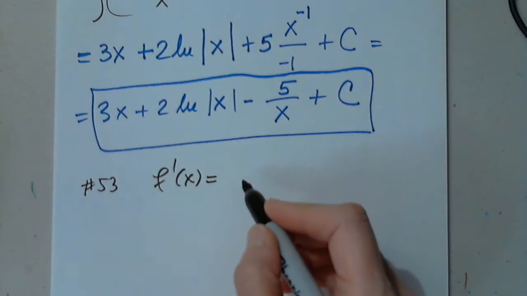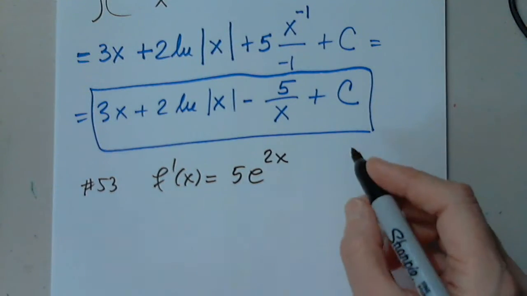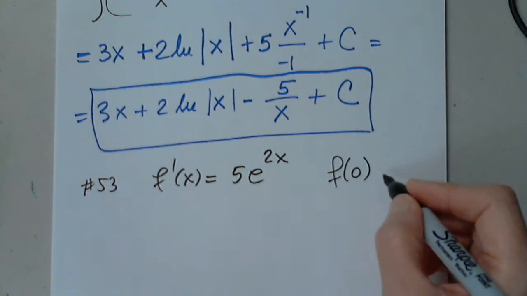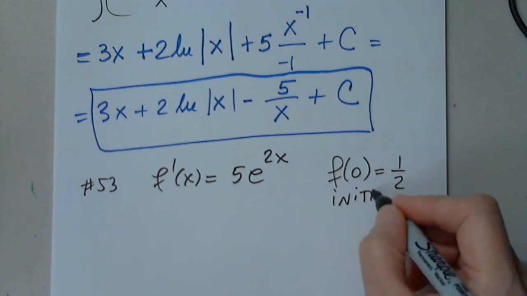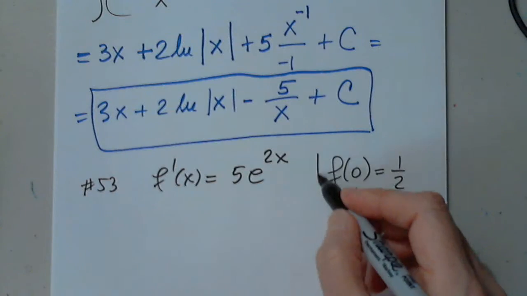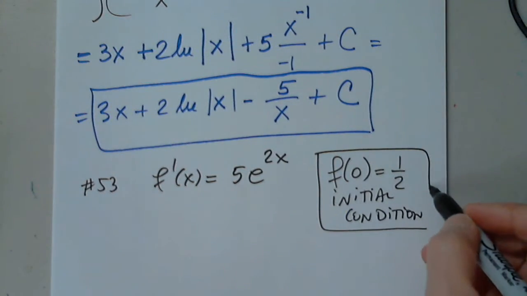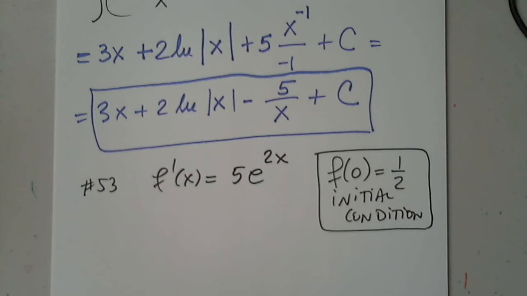x equals 5e to 2x. And they're also giving us some information. It's called initial condition. Why do you think this initial condition is there? What is it going to do? What is it going to help us with?